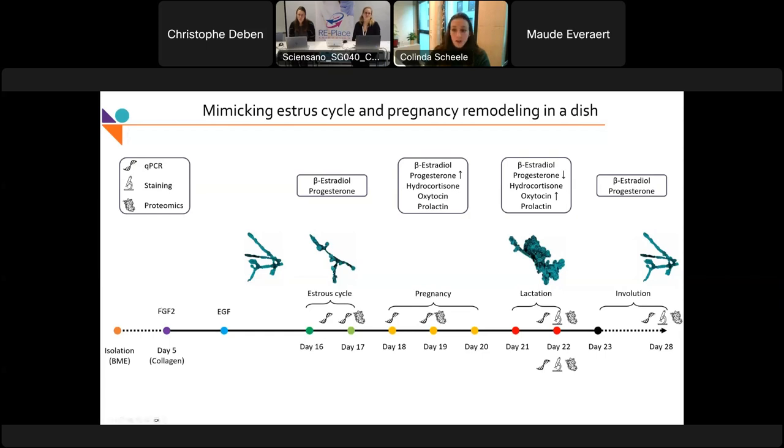So here you see the timeline, just to give you an idea. You seed these cells, you first go through the branching protocol, then you mimic an estrous cycle. Then you go into the pregnancy state, a lactation state where the milk droplets are produced, and then we have an involution state where again the organoid or the gland regresses. So I think with the mouse organoids, we are now really able to go through all these different stages of the life of a mammary gland, which sets us now in a position to study how oncogenic cells are stimulated or responding to all these different stimuli.